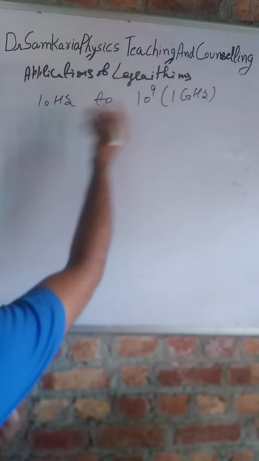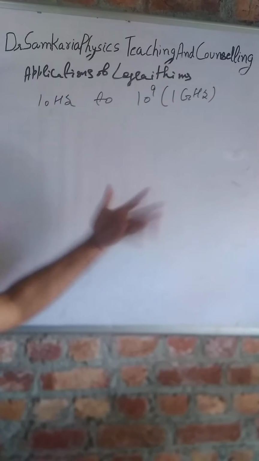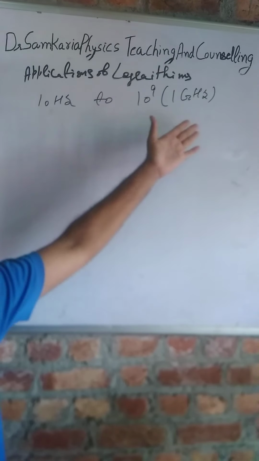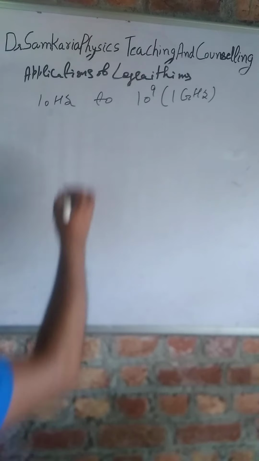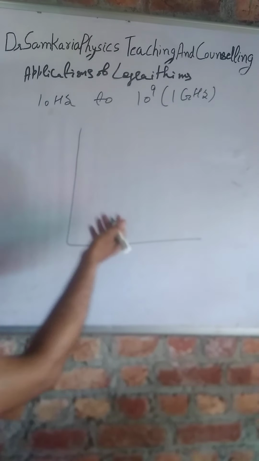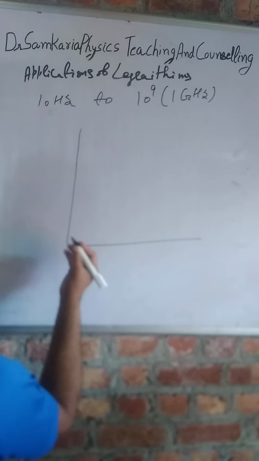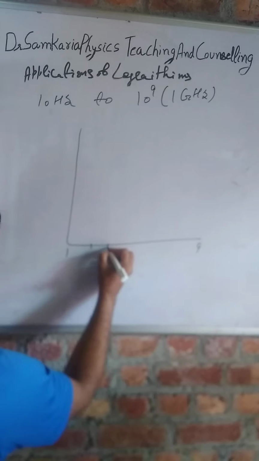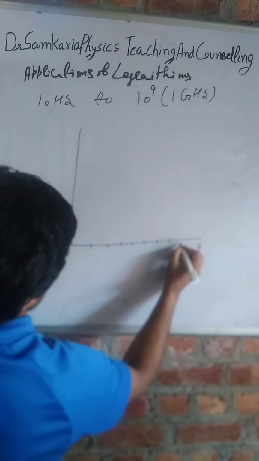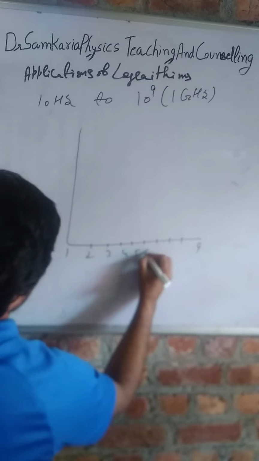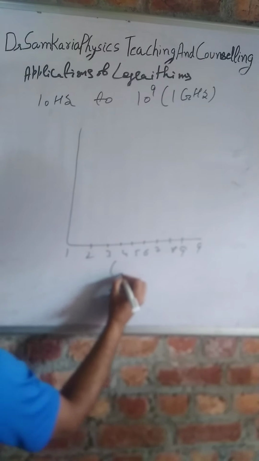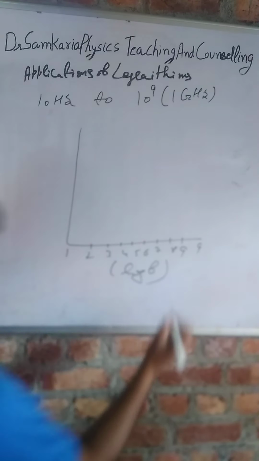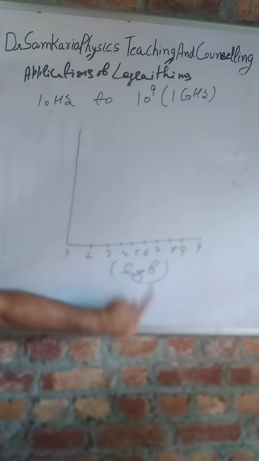So suppose you are studying some variation of some quantity with frequency, like the variation of dielectric constant with frequency. Because your range of frequency is very large, you have to go to the log scale. You will find that on the log scale it is very convenient. You have 10, so that is 1, and you have 10 to the power 9, that is 9. So you can divide it into 9 equal parts: 2, 3, 4, 5, 6, 7, 8, 9. So basically this is a log scale. It is a log of frequency, log of f. So here 5 means 10 to the power 5.